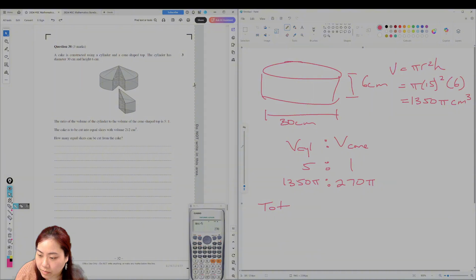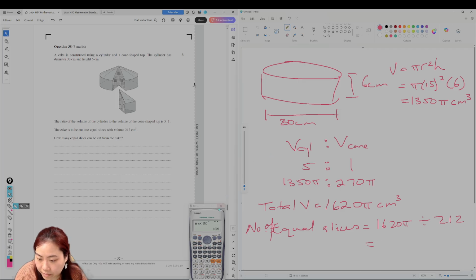So the total volume is just these two added up, plus 1350. Total volume is 1620 pi cubic centimeters. The cake is to be cut into equal slices with volume 212 cubic centimeters. How many equal slices? Number of equal slices equals 1620 pi divided by 212 times pi divided by 212.